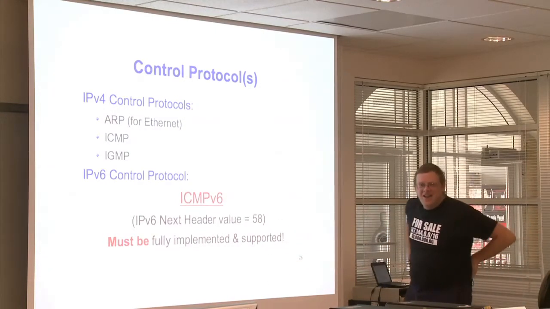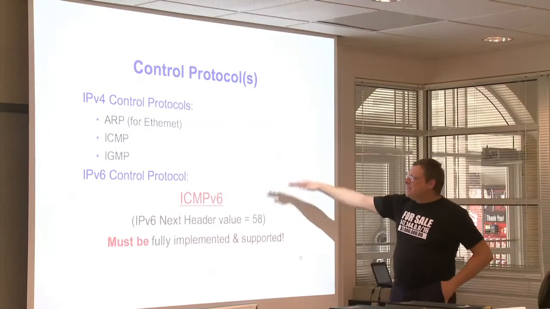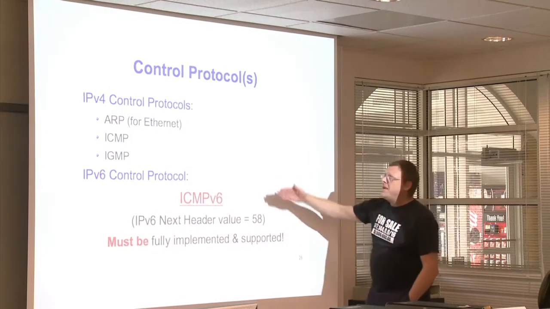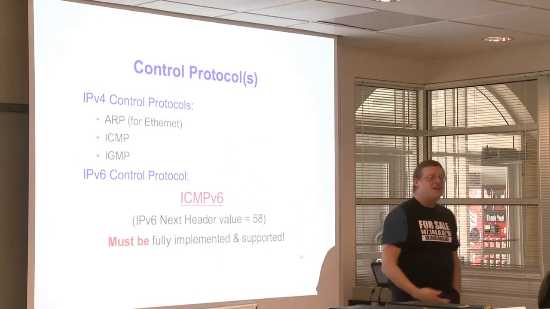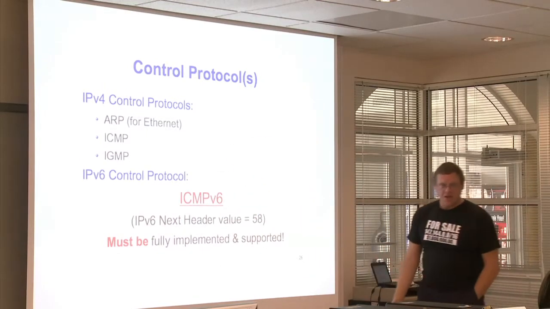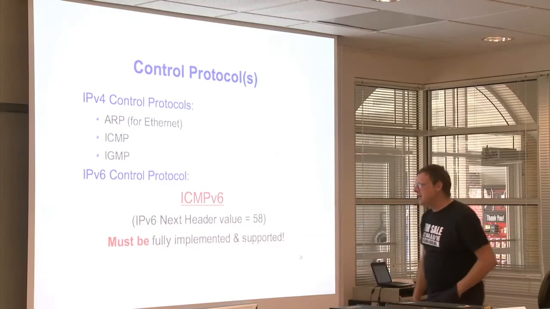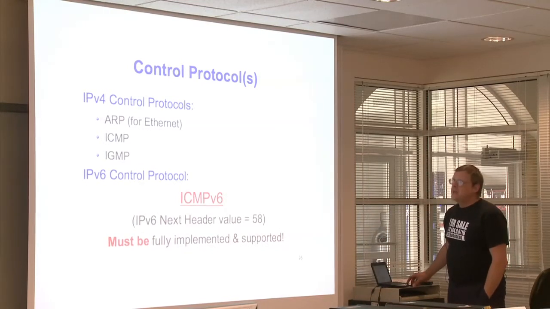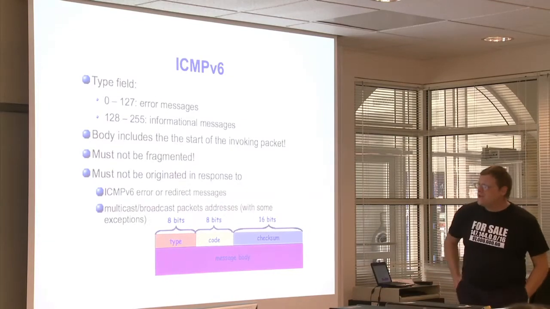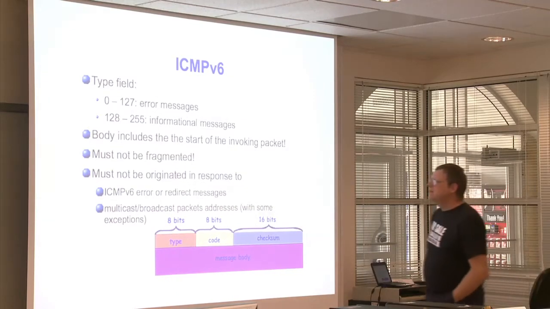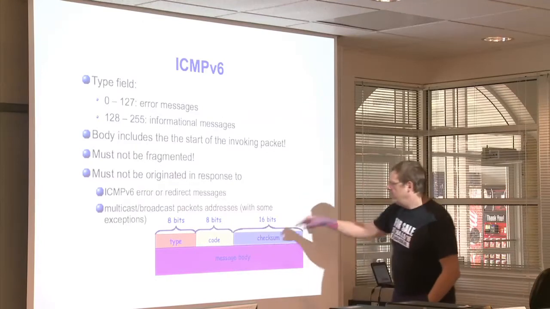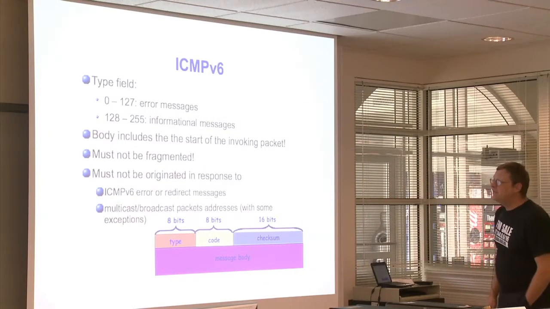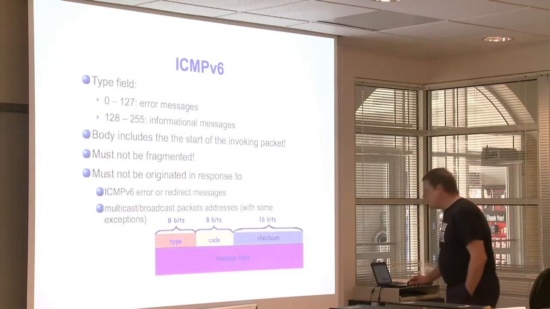Anyway, everybody blocks ICMP, but you can't do that anymore, because ICMP is replacing ARP. And you're not doing any networking at all without ICMP version 6. So you have to let it through. It has to be fully implemented, has to be supported, or you're not getting anywhere. So ICMP version 6 looks like this: message type, code, a checksum, and just a message body. Very simple, not much to it. You can't fragment it, but I don't know why you'd really want to.